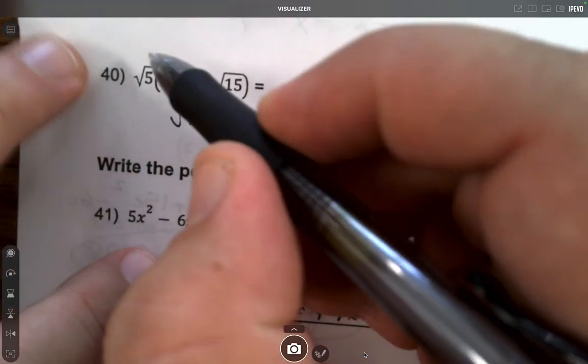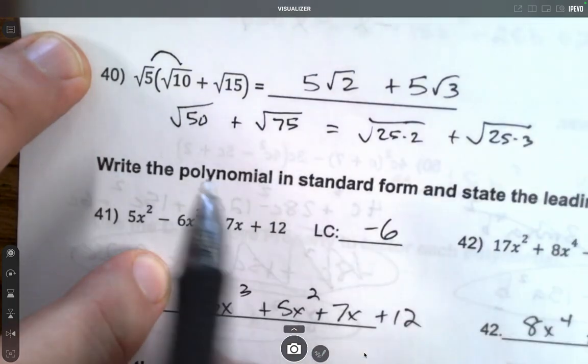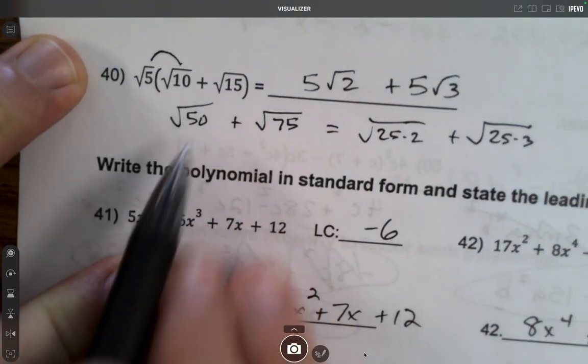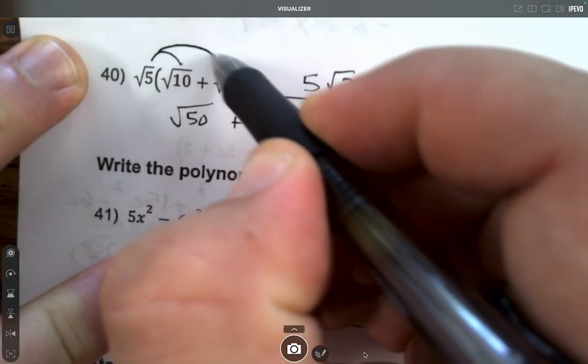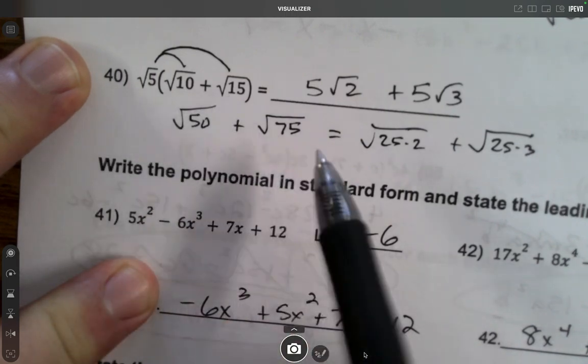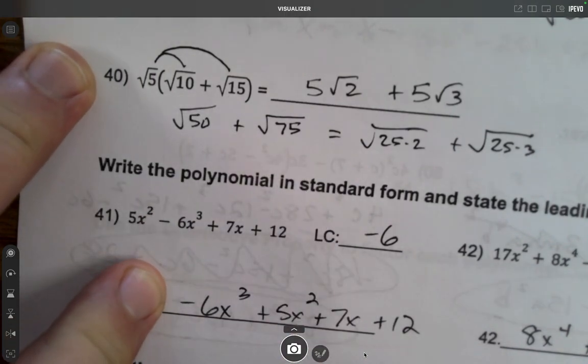40, we need to distribute, so we do square root of 5 times square root of 10. Since they're both inside of a square root, we can just say 5 times 10 and get 50. Square root of 5 times 15, same. Since they're both inside the square root, we can just say 5 times 15 and get 75.